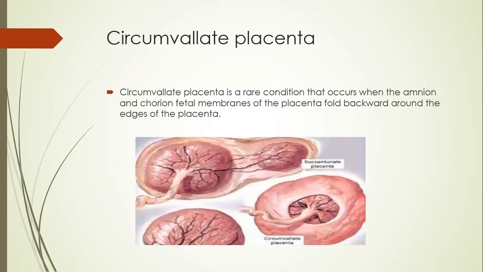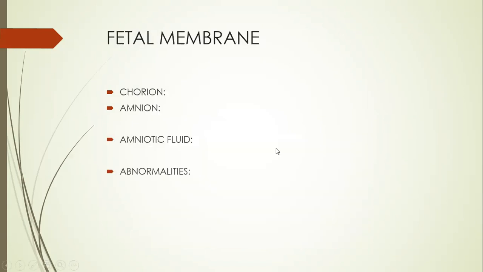Next, we have already covered all these conditions, right? Circumvallate placenta. What is circumvallate placenta? It occurs in the amnion as well as the chorion fetal membrane of the placenta, which means it has a circumvallate plate. That is circumvallate placenta.